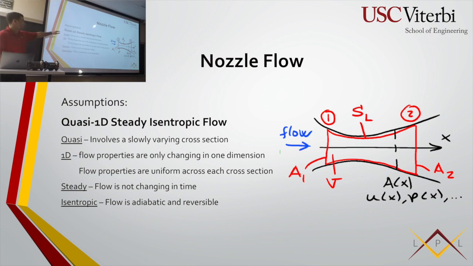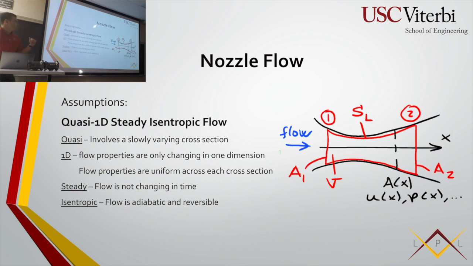So this is quasi-1D steady isentropic flow. Those are all the assumptions made for a nozzle. What does all that mean? Quasi means that it involves a slowly varying cross section. If you looked at the nozzle, the area is increasing, but very slowly relative to the distance, and that's where the quasi comes from. The 1D means that the flow properties are only changing in one dimension.